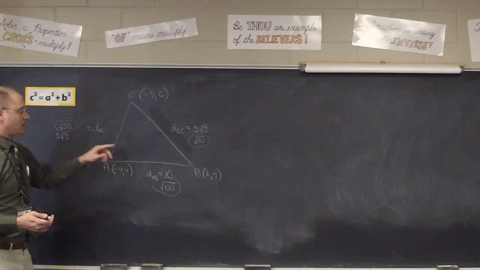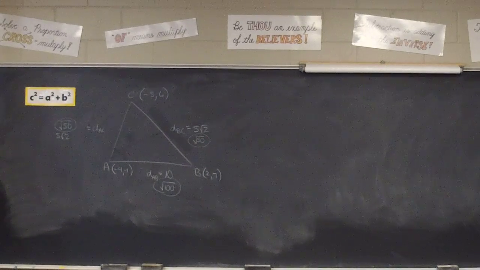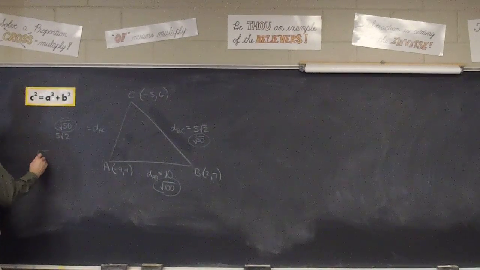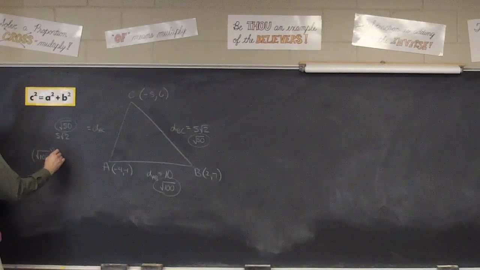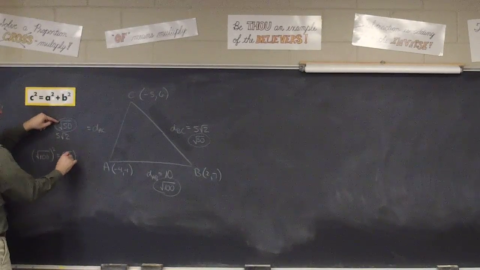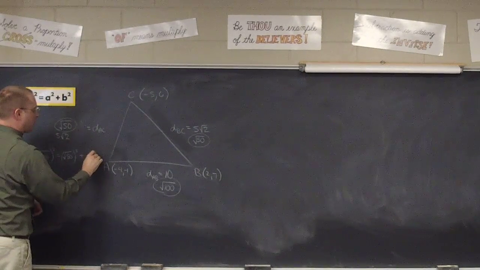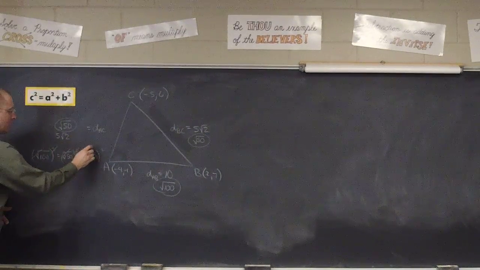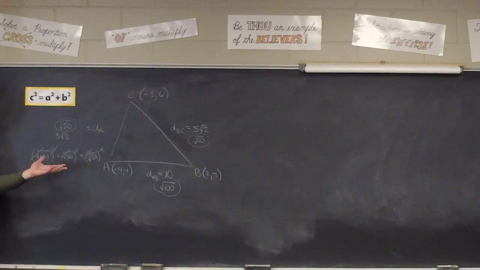Which of these is the longest side? AB, AC, or BC? AB. AB. So if we take this length squared and say that's equal to this length squared plus that length squared, well, obviously when you square a square root, you get the radicand. And so 100 equals 50 plus 50?